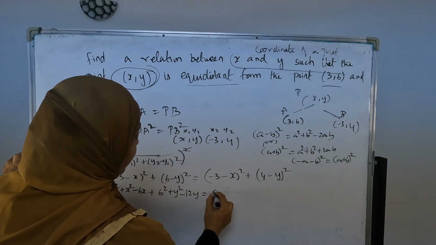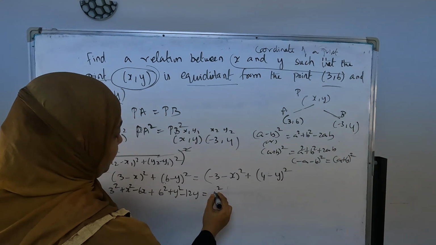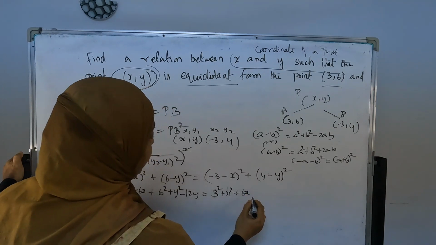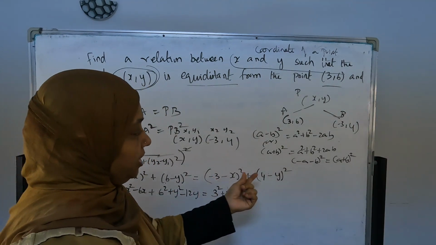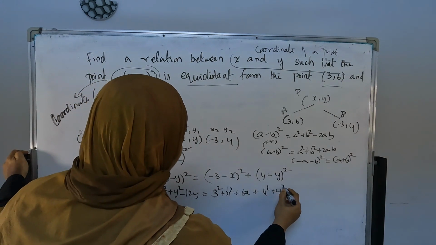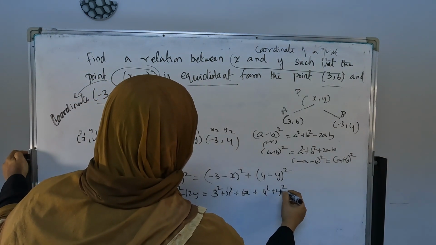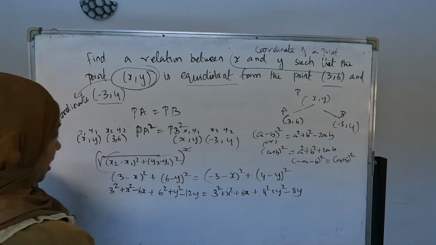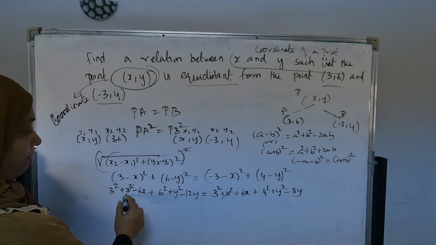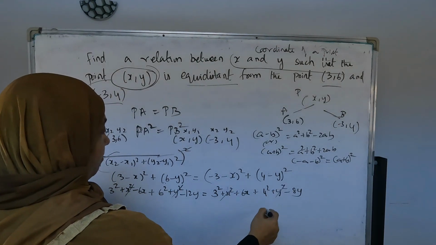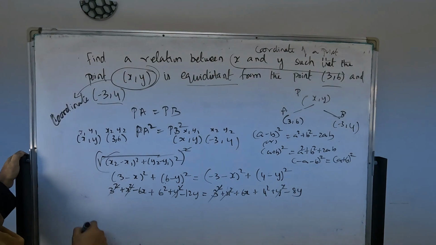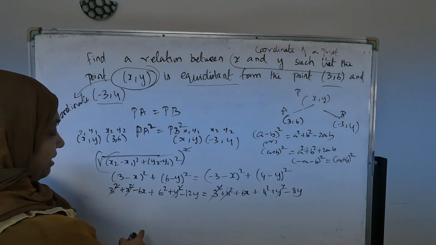3 square is 9. Sorry, 3 square is 9 plus x square plus 2 3s are 6x. That means this combination is becoming a plus b. Then here you are getting 4 square plus y square minus 2 4s are 8y. Now same terms left and right we will cancel. x square we will cancel because both of them are plus, and y square we will cancel, both of them plus. 3 square also will go because it is plus here also. Anything else will cancel? No.